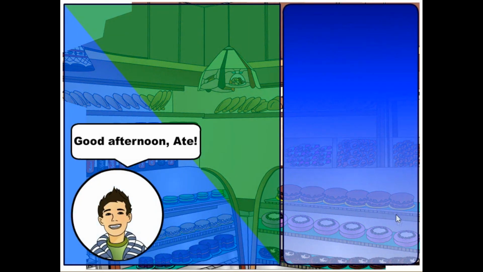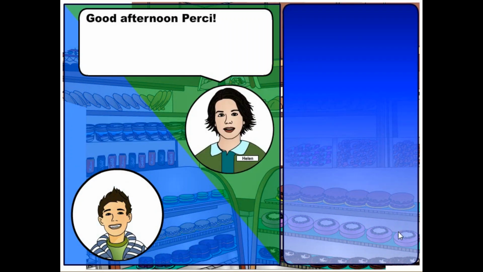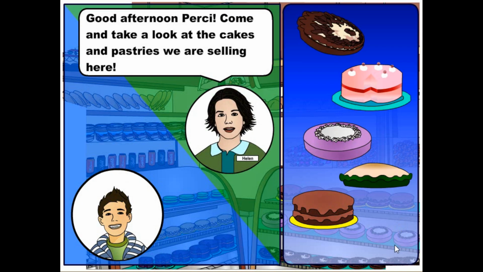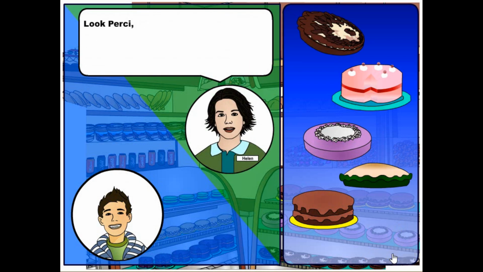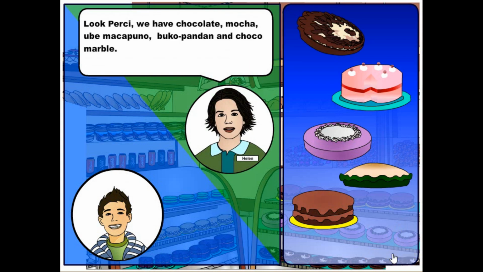Good afternoon, ate. Good afternoon, Percy. Come and take a look at the cakes and pastries we are selling here. Look, Percy. We have chocolate, mocha, ube makapuno, buko pandan, and choco marble. Some of them have already been sold. Others were bought per slice.